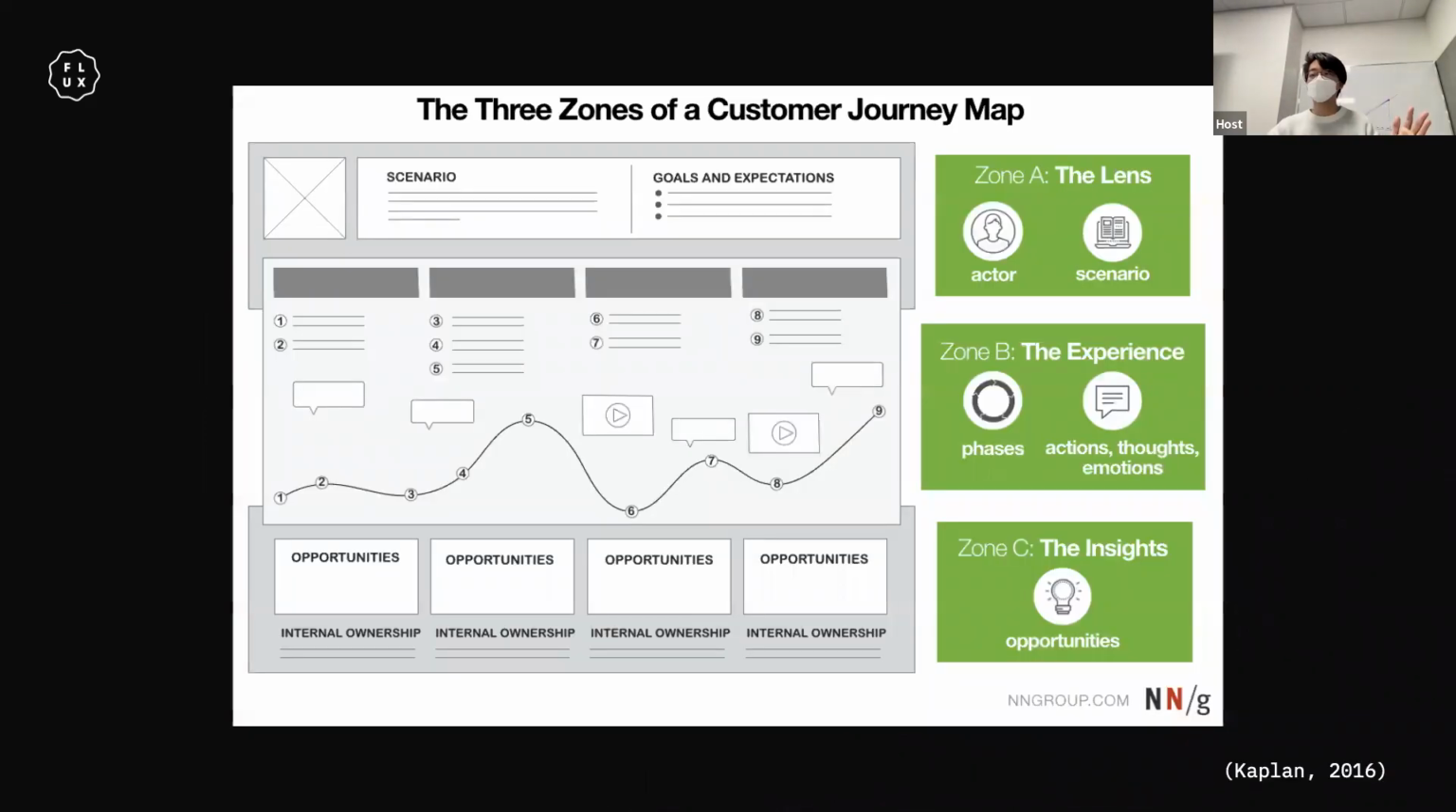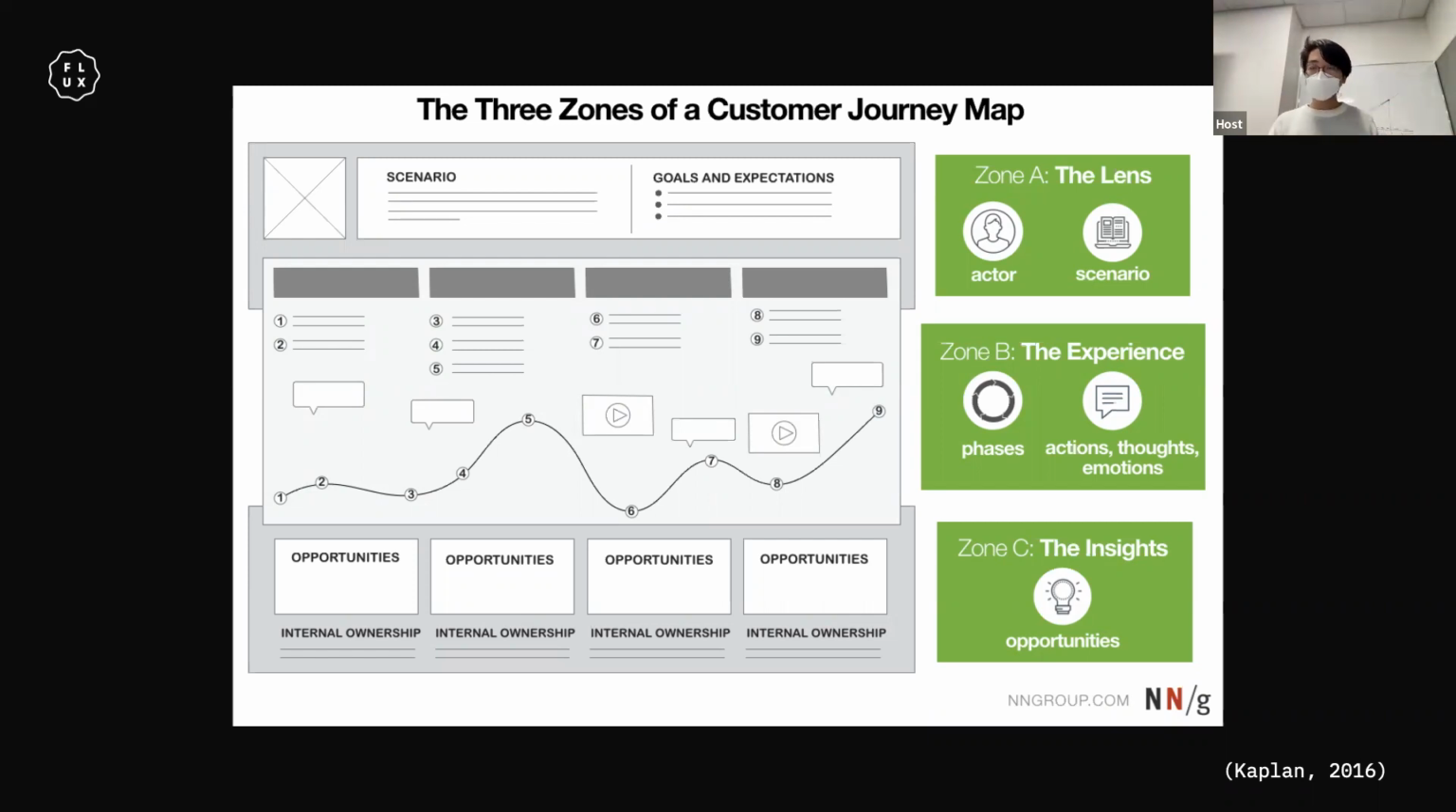Now, this is a structure for journey maps. It's essentially a map, or a visual asset, with 3 main zones. One is that you're setting up the context. Who is it that's going through this journey? And what's the scenario here? The second zone is the story. What does that person go through? What do they see? What do they think? What do they hear? What do they say? And how do they act? And in zone C, you're going to have the insights and opportunities.